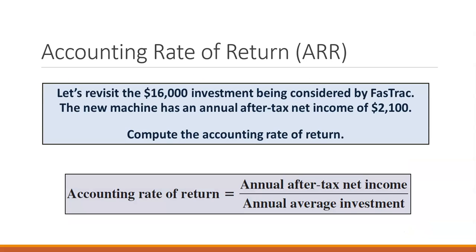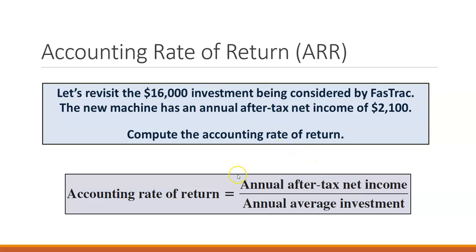So let's look at this example. We've got a $16,000 investment. It's the same machine that we were looking at for the payback method, only now instead of cash flows, we're going to look at net income. So we're going to use this to calculate the accounting rate of return. We have the annual after-tax net income, and the $16,000 is the investment.